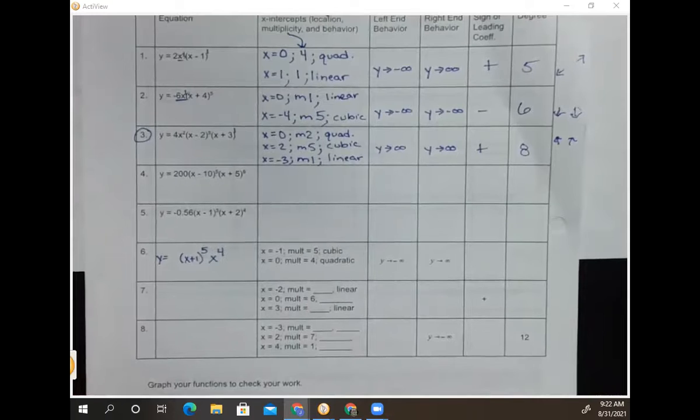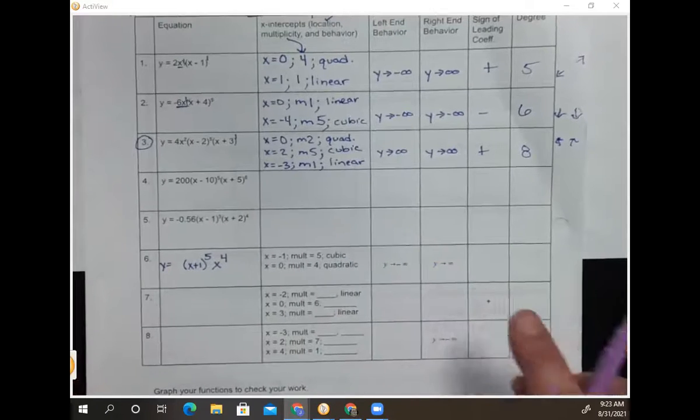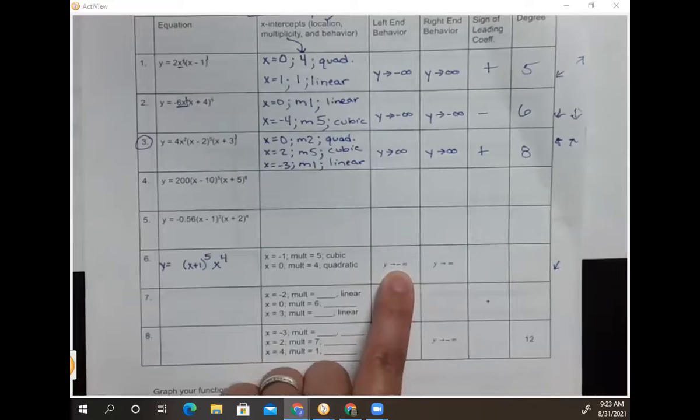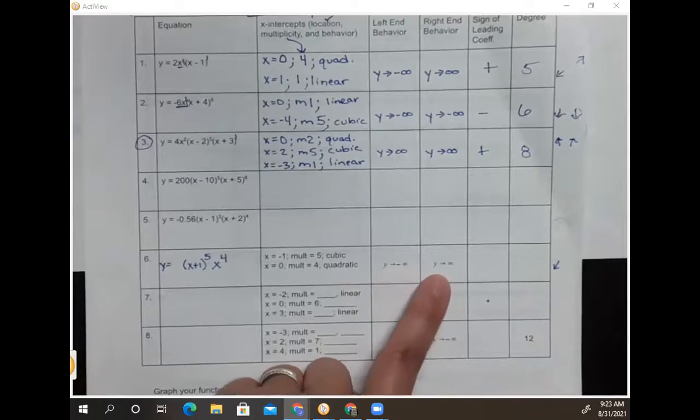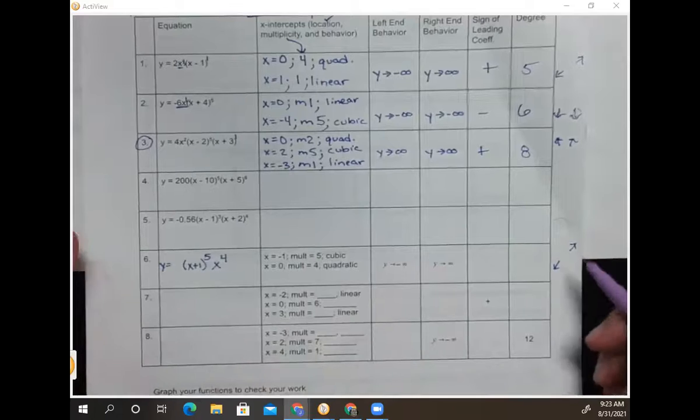So my big question mark is, do I need to slap a negative sign in front of this, or is it good as is? To answer that question, I'm going to take a look at the end behavior here. My left end says it's going towards -infinity, so that's an arrow going down. My right end says it's going towards +infinity, so that's an arrow going up.